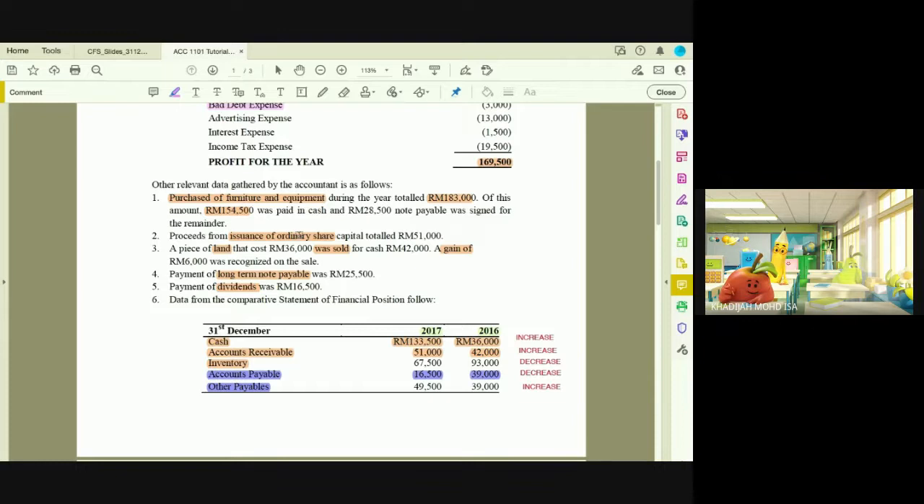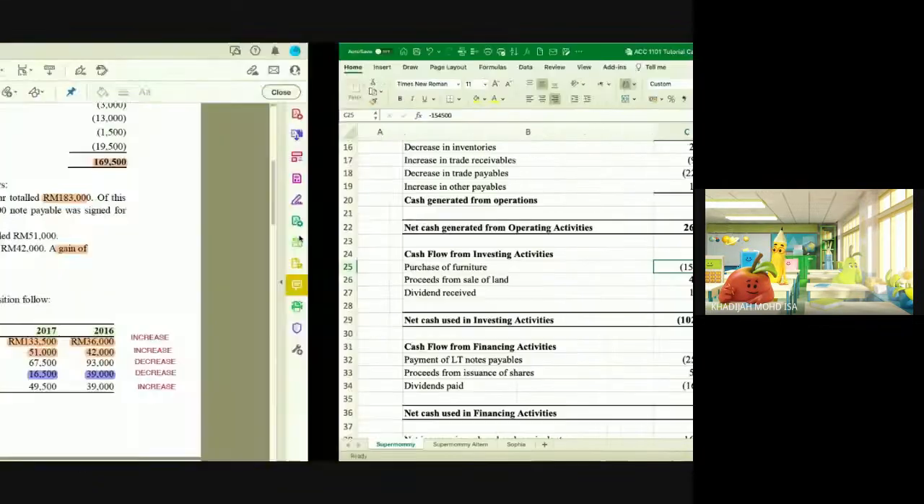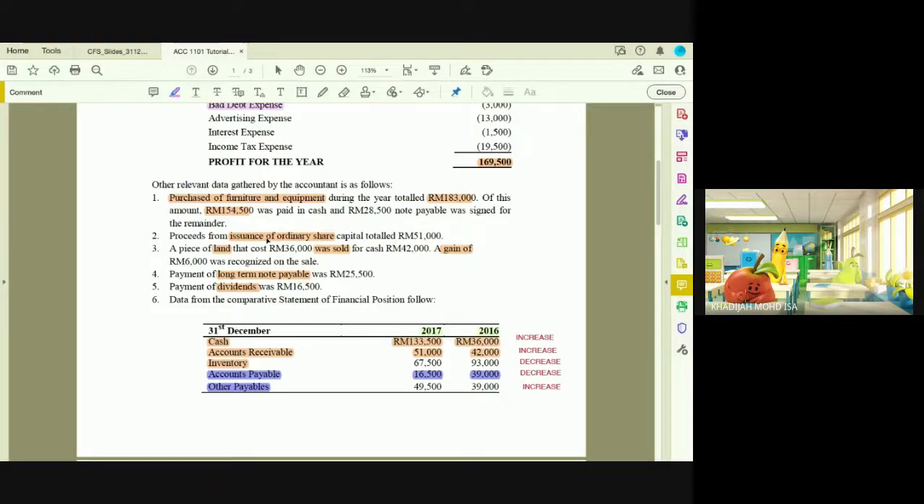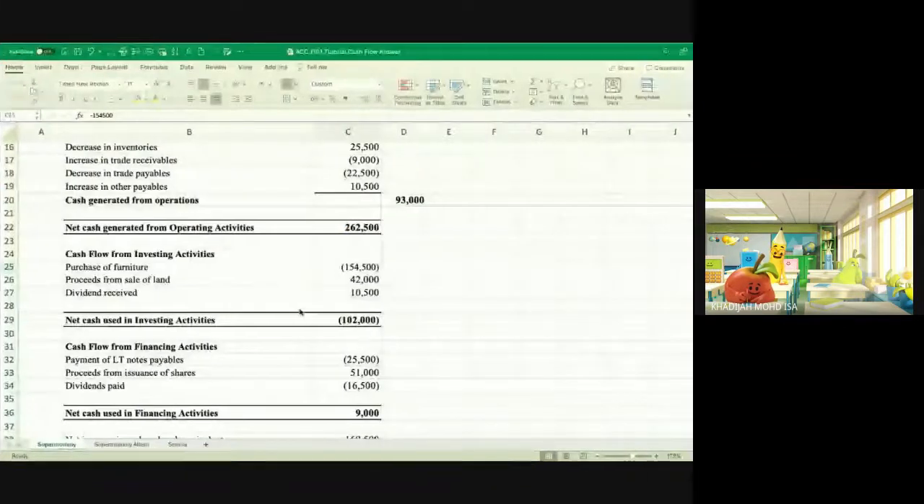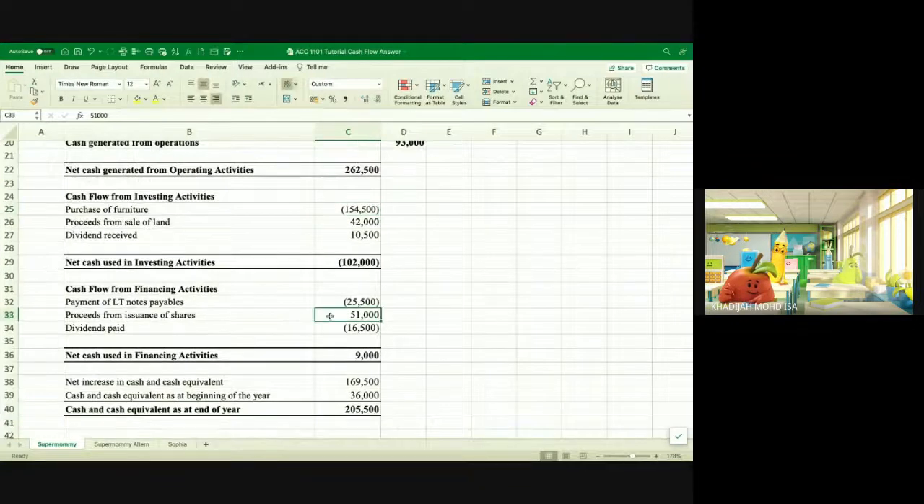Why is 51,000 there? What is this? Proceed from issuance of shares will be under financing. So this one, proceed from issuance of shares, is a positive cash flow, or cash inflow. That's why 51,000 is there.